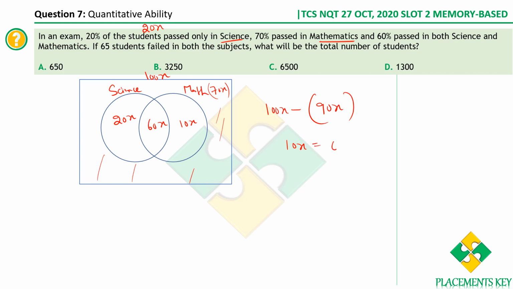So this value is given as what? 65 in the question. 65 students failed in both the subjects, so this region, who failed in both the subjects, is given as 65. So 10x is equal to 65, so we get x as 6.5. We are supposed to find the total number of students. What is the total number of students? It is 100x. So 100x will be 650. Is it clear? So the answer for this question is 650. It's very simple. This is given as 20, this total is given as 70, therefore this is supposed to be 10, and from 100 if we subtract this region, you get the outside region, which represents 65. From there we get the value of 100x as 650.